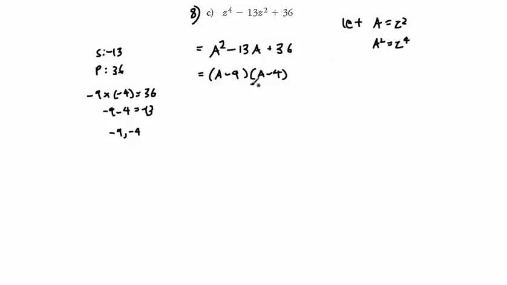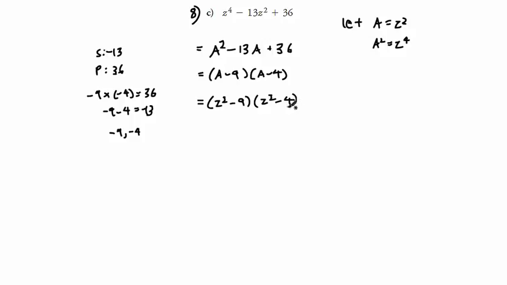So we can't just leave our answer in terms of a because the question came with variables in terms of z. So we need to change this back into z. So based on the substitution, we know that a equals z squared, so that's z squared minus 9. And this right here is z squared minus 4.